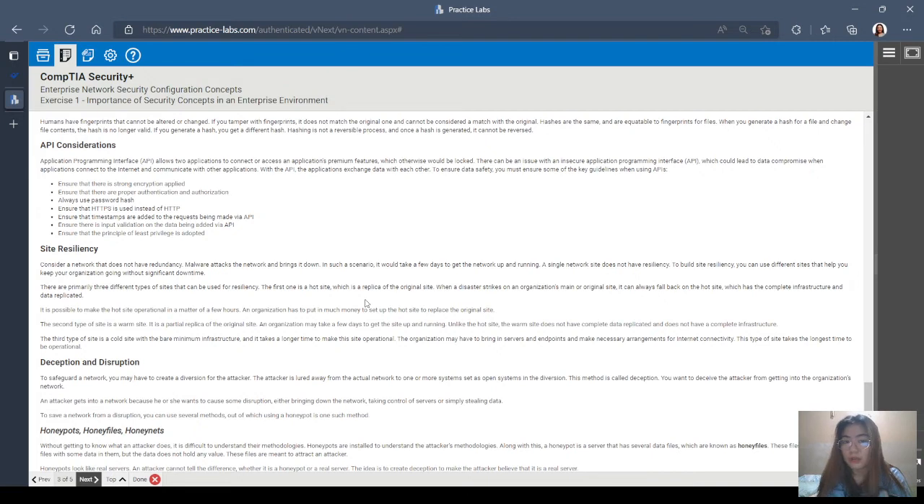You must ensure some key guidelines when using APIs. Ensure that strong encryption is applied. There is proper authentication and authorization. Always use password hashes. Ensure that HTTPS is used instead of HTTP. That timestamps are added to the requests being made via the API. That there is input validation on the data being added by the API. That the principle of least privilege is adopted.